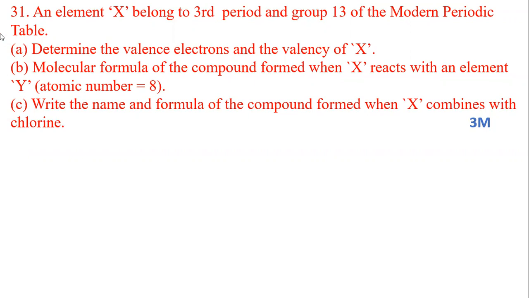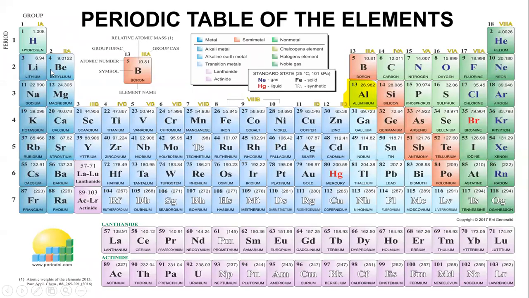Just look at the criteria. What is the condition given here? The element belongs to the third period and 13th group. Have you remembered that? The 13th group is the boron family. The first element is boron, but boron is in the second period. The third period is next. Down from boron there will be another element. What is that? Aluminium. Just have a look at the periodic table. See the first period, second period, third period. If you remember up to 30 elements, it's very easy to answer any question that comes from the periodic table.